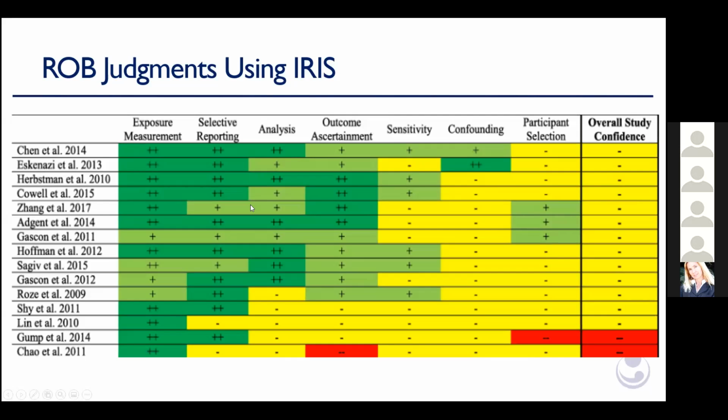And then for the IRIS program, you can see here that because of the way this tool works, I mentioned before, it has essentially a weighting system whereby if one single domain receives a low confidence rating, the entire study gets the overall rating of low confidence. And for every single study that we evaluated using the IRIS tool, it received at least 1 low confidence rating. So therefore, every single overall study confidence rating was either low or very low.